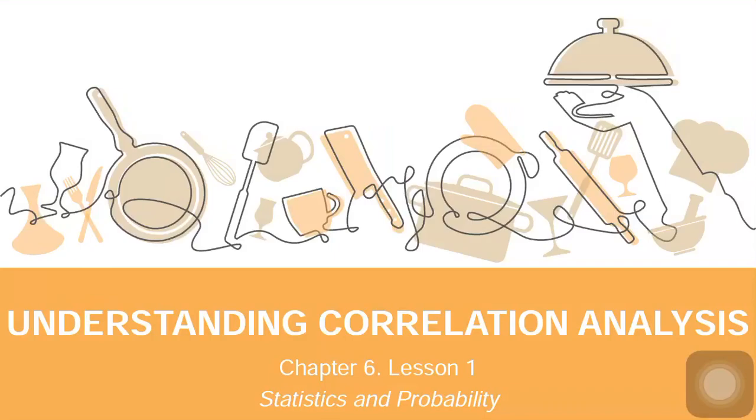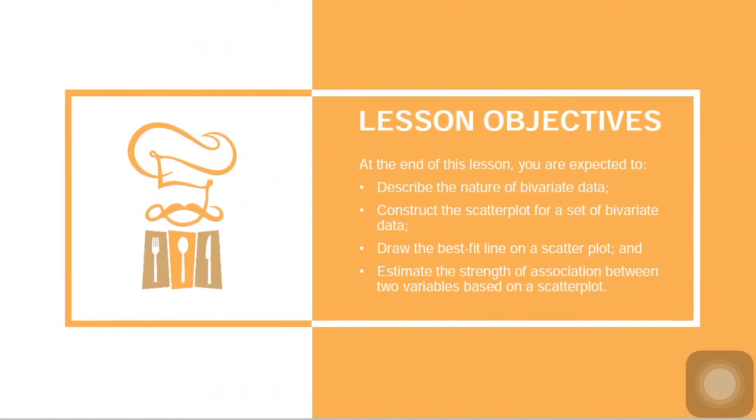Good day. Today, we are going to learn about understanding correlation analysis. These are the lesson objectives for this topic. We will be able to describe the nature of bivariate data, construct the scatter plot, draw the best fit line or the trend line, and estimate the strength of association between two variables based on a scatter plot.